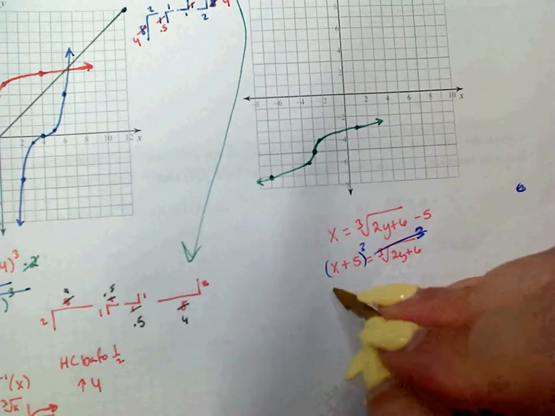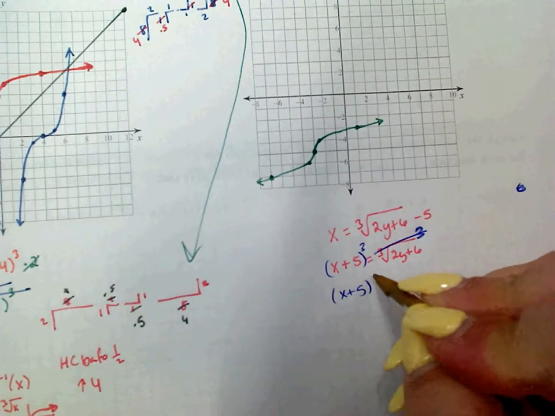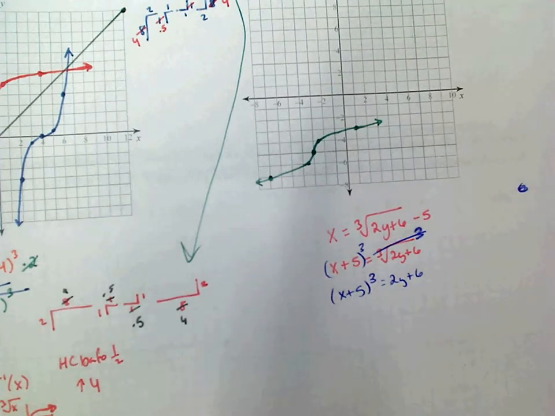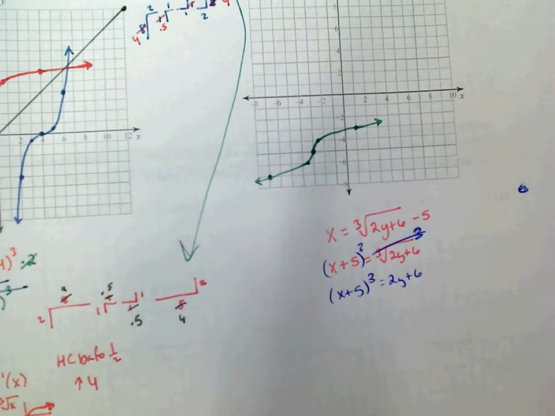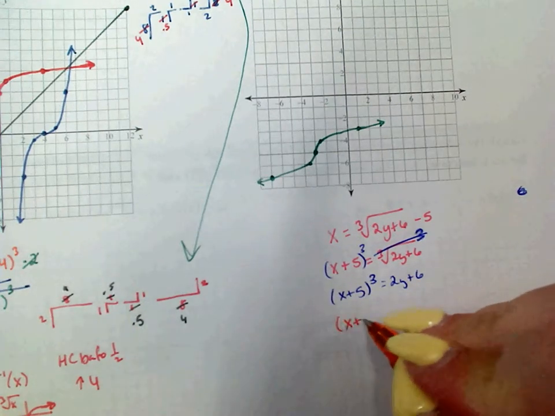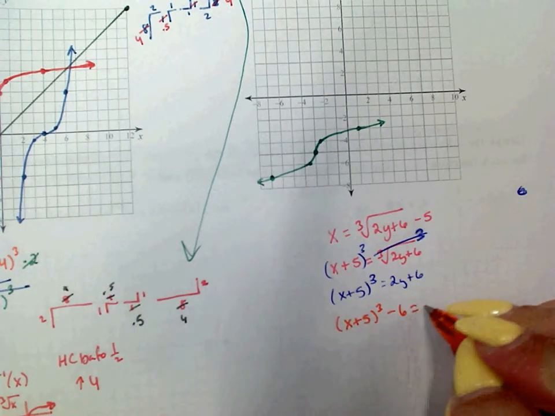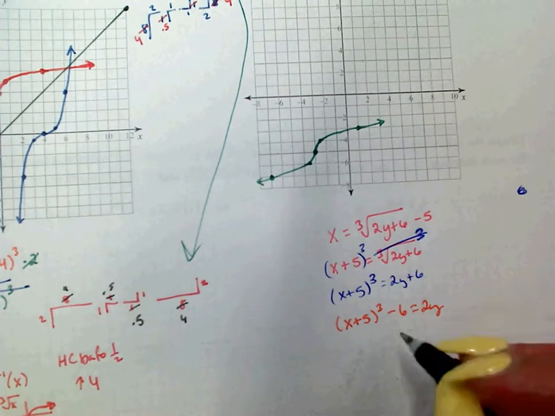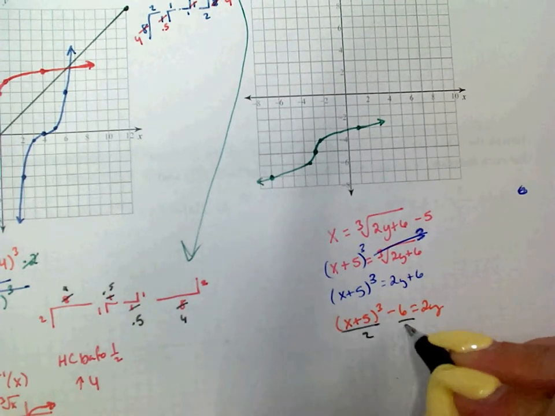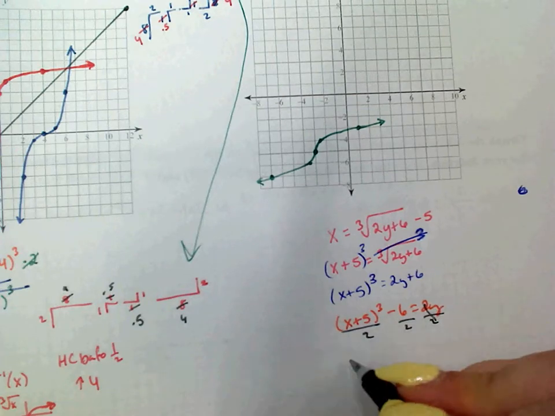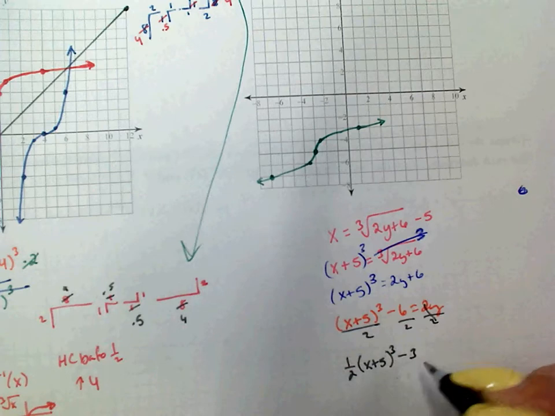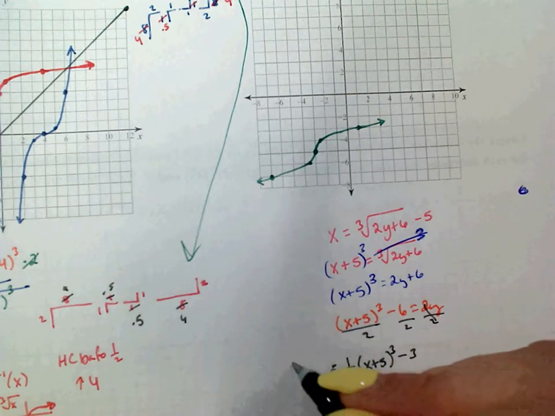So now the x plus 5 quantity cubed equals 2y plus 6. And then I'm going to subtract 6. So x plus 5 quantity cubed minus 6 equals 2y, and then I'm going to divide by 2. But what I'm actually going to do is say 1/2 the quantity x plus 5 cubed minus 3. And that's going to be f inverse of x.